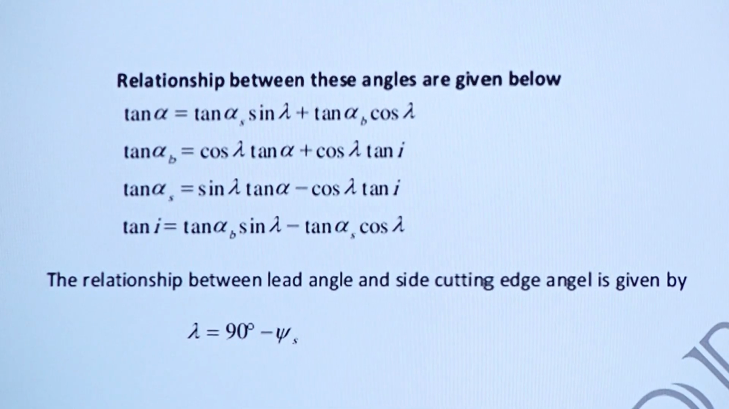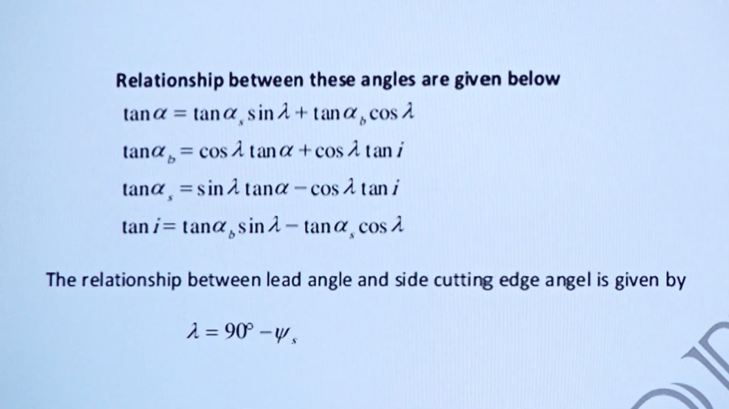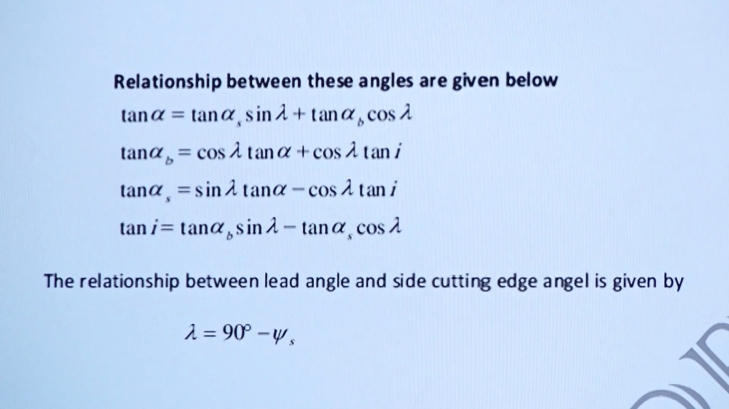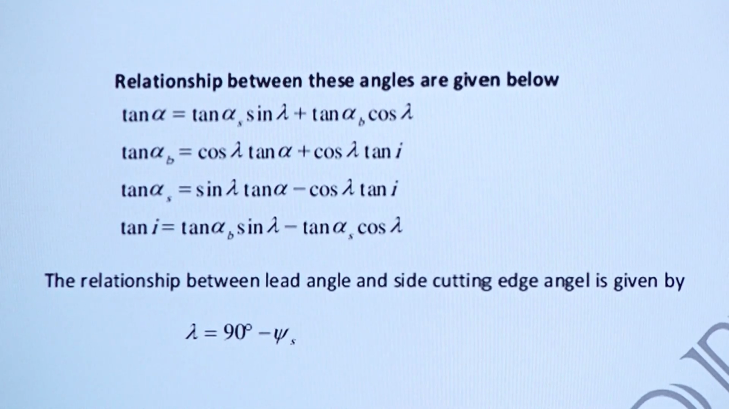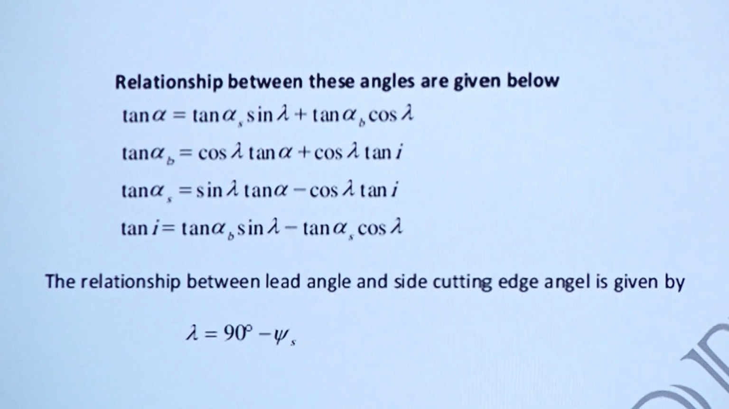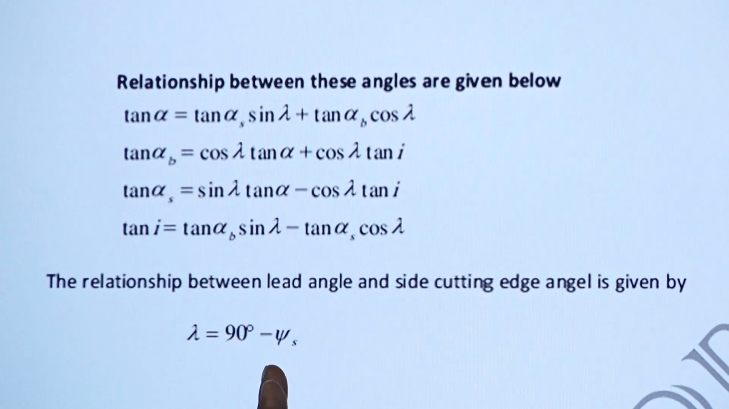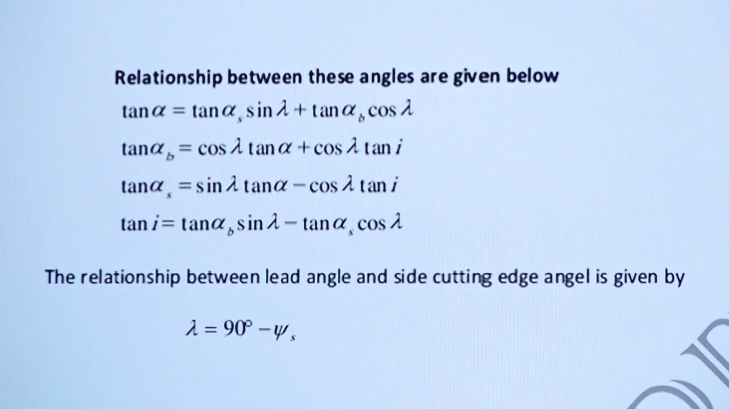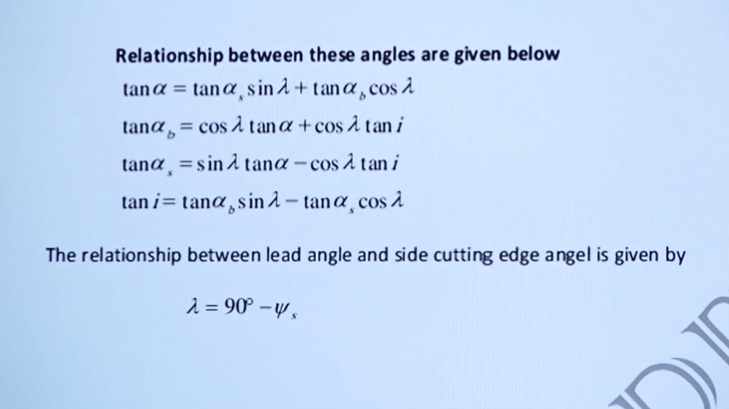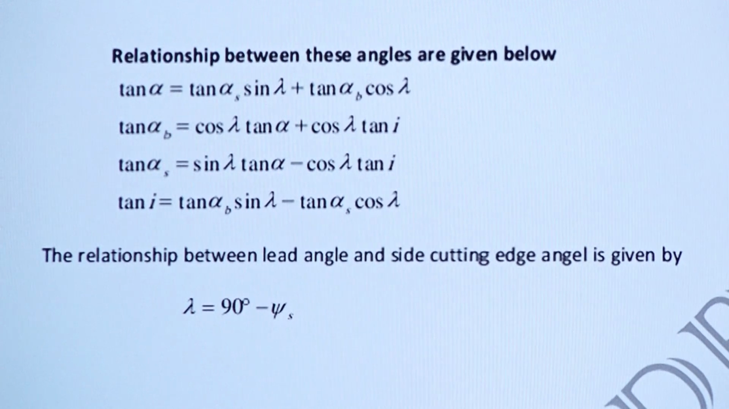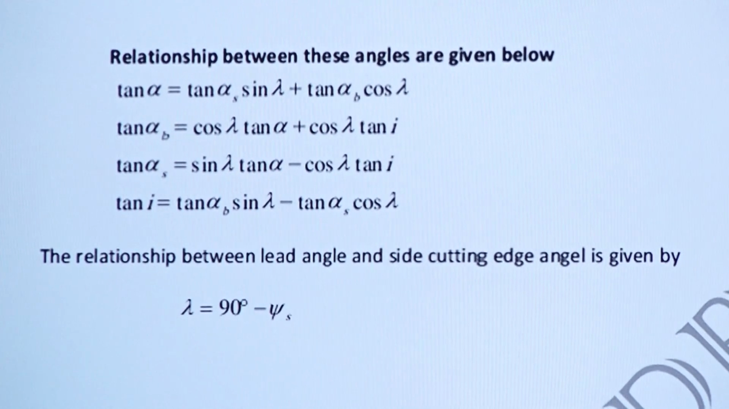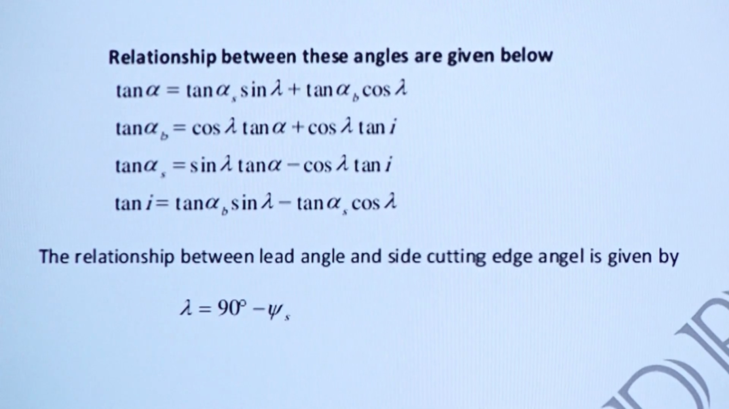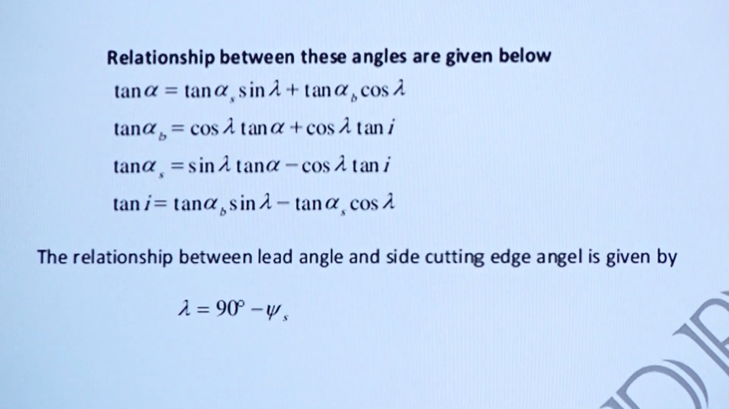So the relationship between the angles: alpha b is the back rake angle, alpha s is the side rake angle, and lambda is the principal cutting edge angle. And the relationship between the lead angle and side cutting edge angle: psi s is the side cutting edge angle, and lambda is the lead angle.